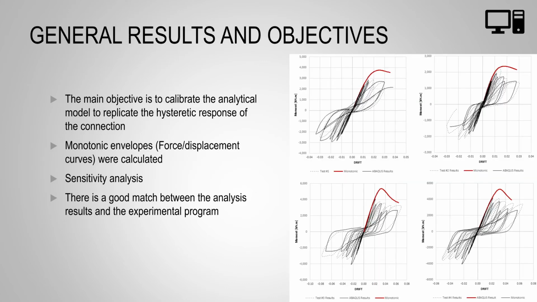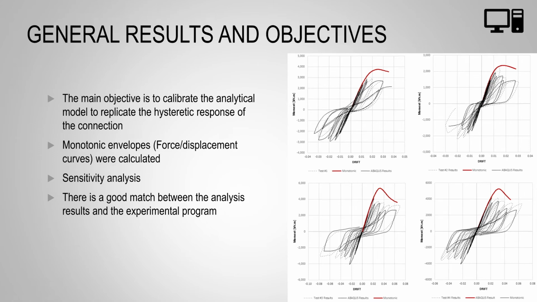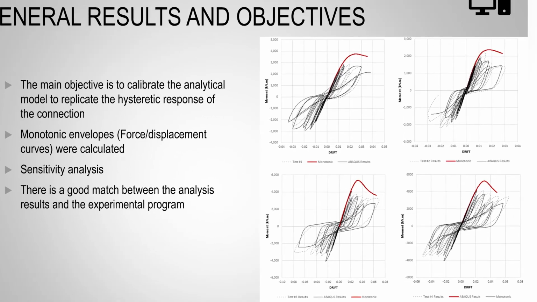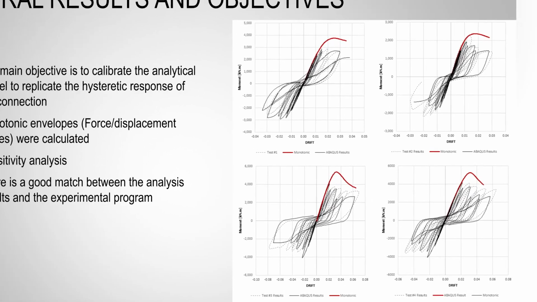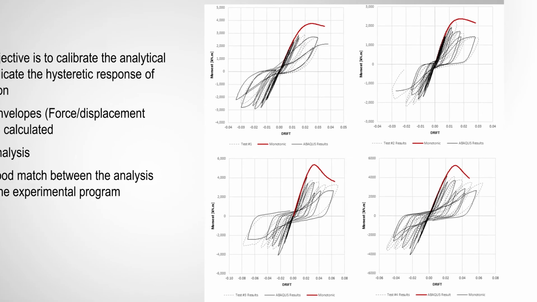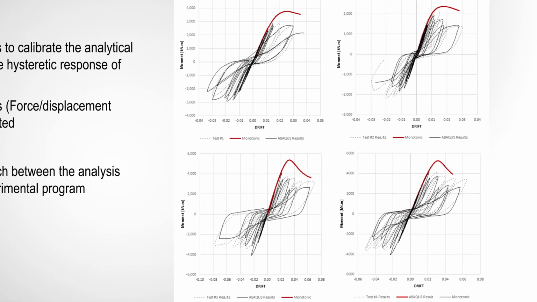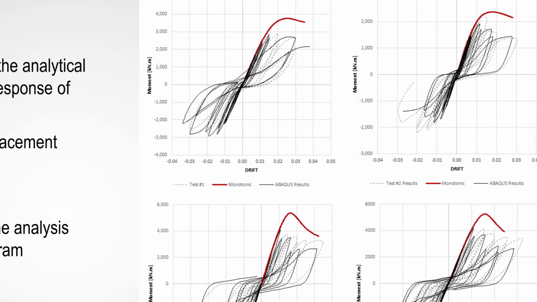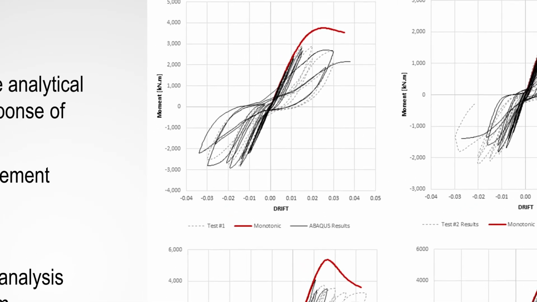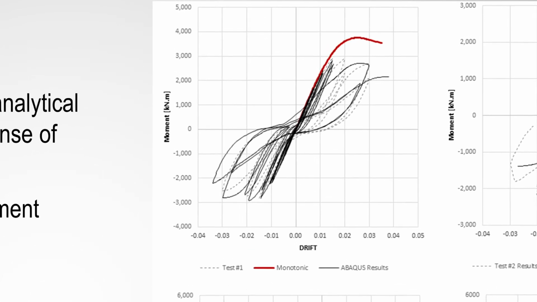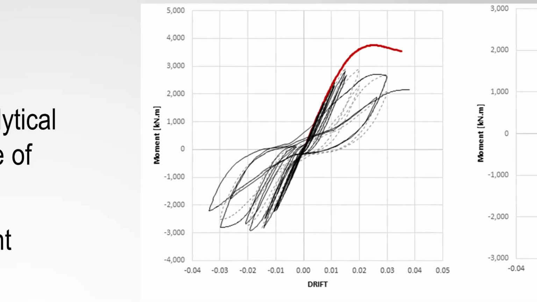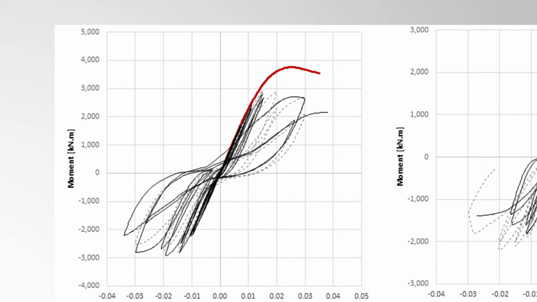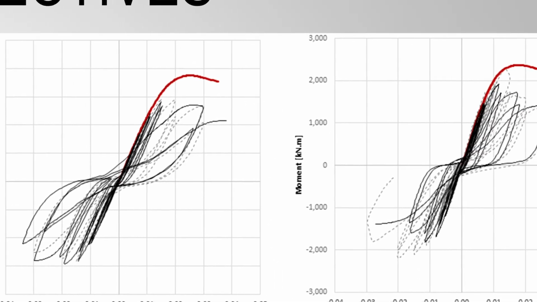From this graph, we can see the general results. As stated before, the main objective was to try to replicate the hysteretic response of the connection analytically. We can see a really good match between the experimental results and the analytical results. This trend can also be observed from the monotonic envelopes of the connection. We can see a really close match between the stiffness and strength of the connection, and we can also see that we were able to achieve similar strength and stiffness degradation during the hysteretic response.